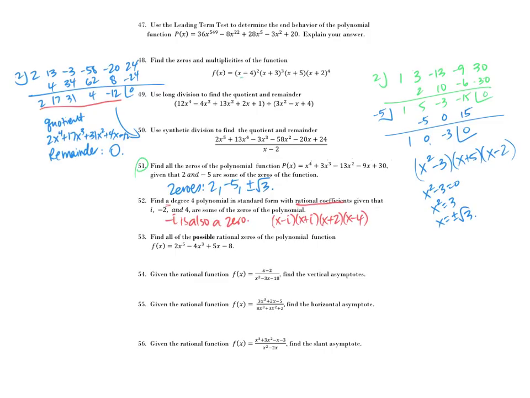So if I multiply this all out, I'm going to get x squared plus 1. If I multiply x plus i times x minus i, times x plus 2 times x minus 4.